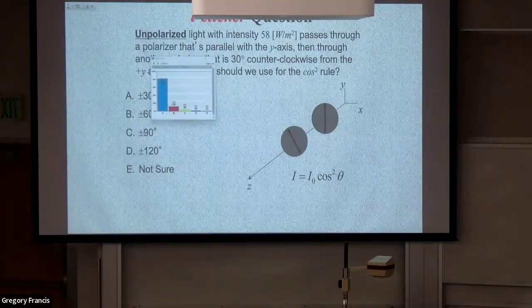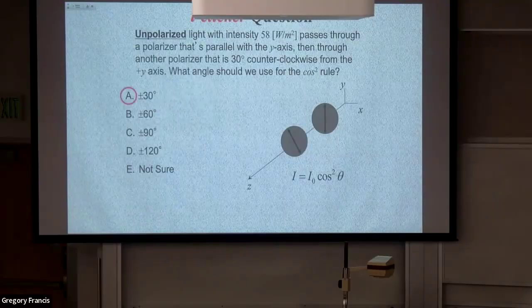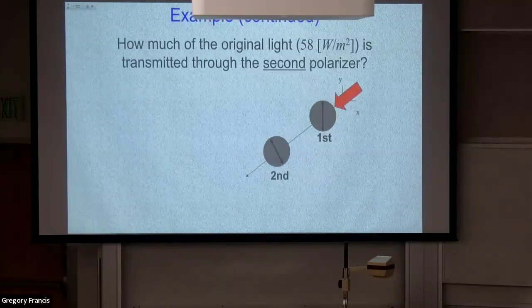Good. Okay. The answer, of course, is 30 degrees. And it doesn't matter whether you put plus or minus 30 degrees into that equation because you're squaring it. It's a cosine squared. Now, how much of the original light is transmitted through the second polarizer?